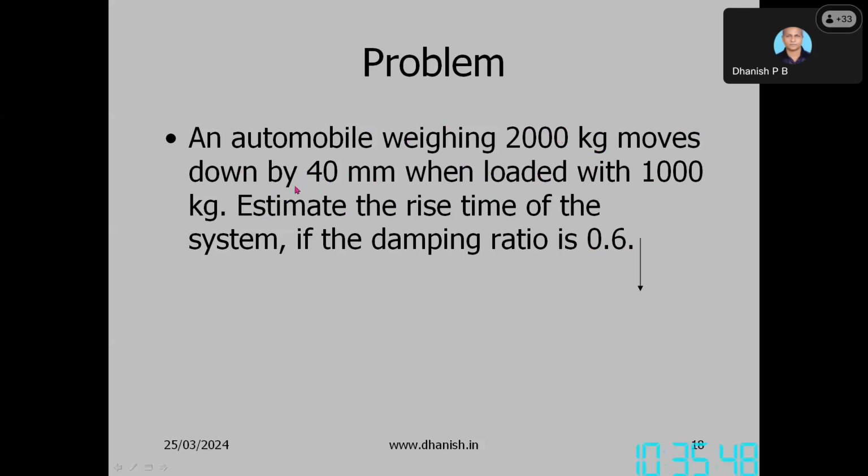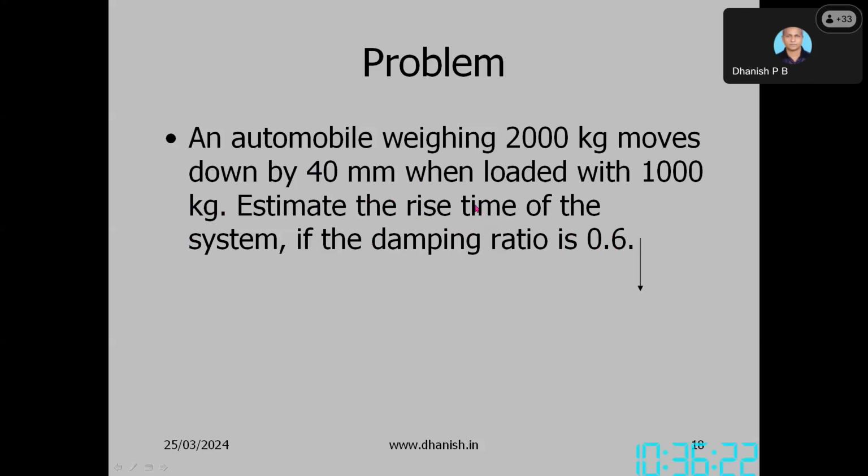So spring constant K is force by deflection, 1000 by 40. So 1000 kg, you have to multiply by g to get force, right? Force divided by deflection will be the spring constant. Estimate the rise time of the system if the damping ratio is 0.6. So damping ratio is given, so we can solve that equation and determine the rise time.